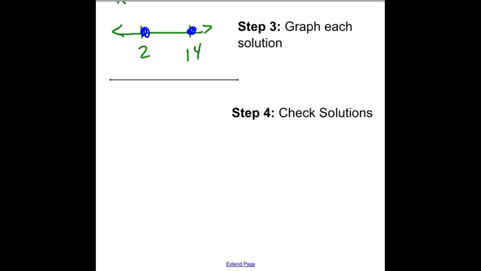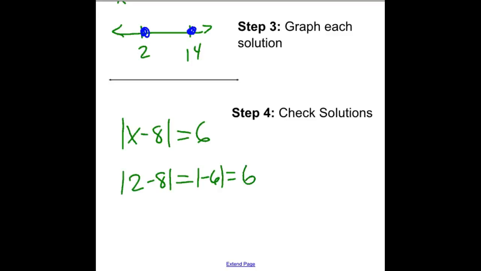We're going to go back to the original absolute value equation, absolute value of x minus 8 equals 6, and we're going to make sure that both of those work. 2 minus 8, absolute value of that, that's -6, which gives you 6. And then we go 14 minus 8, which is 6. Absolute value of that is 6. Ching, it worked.